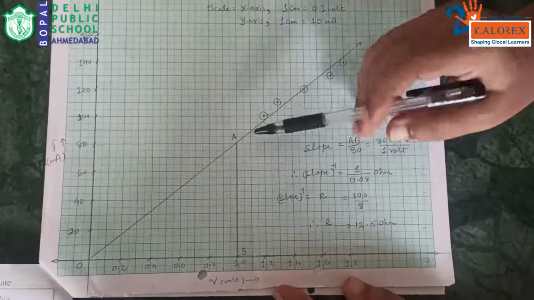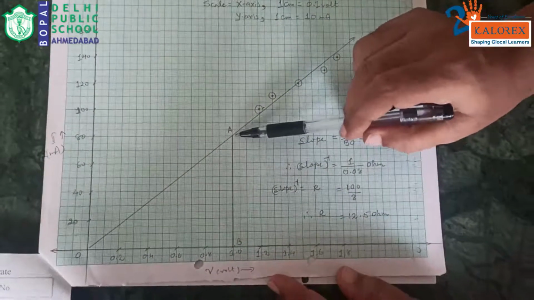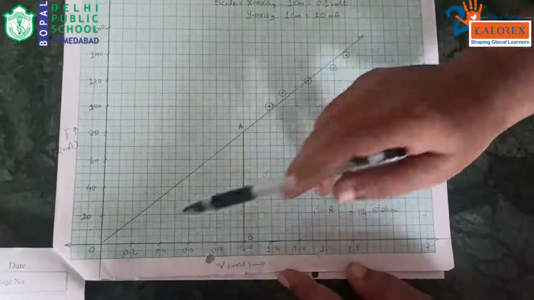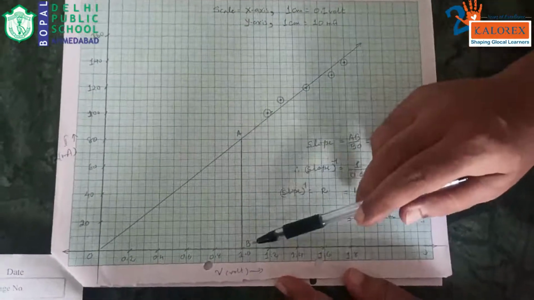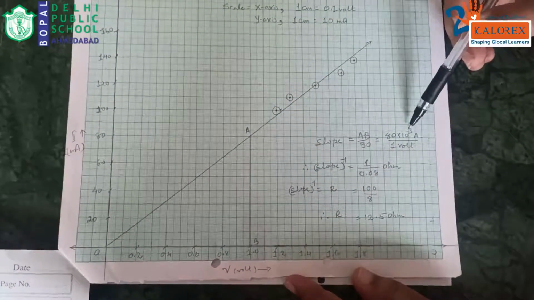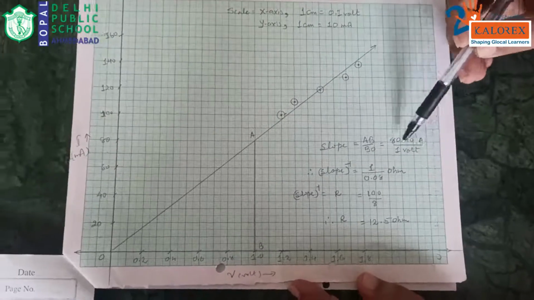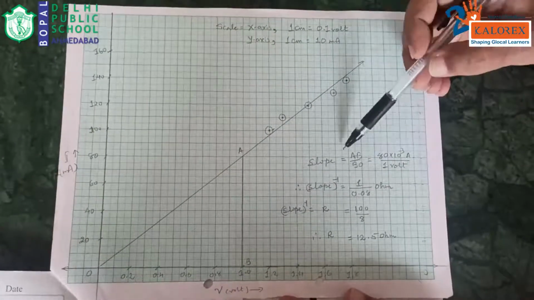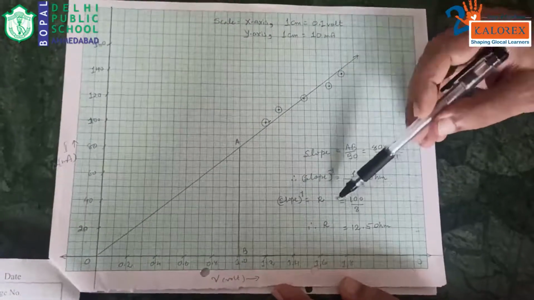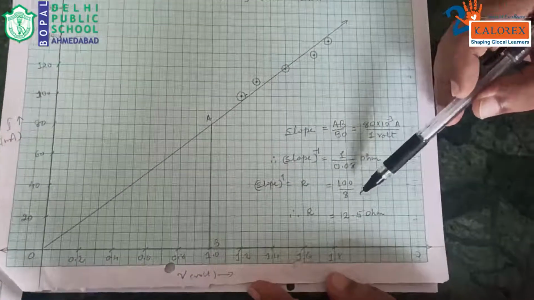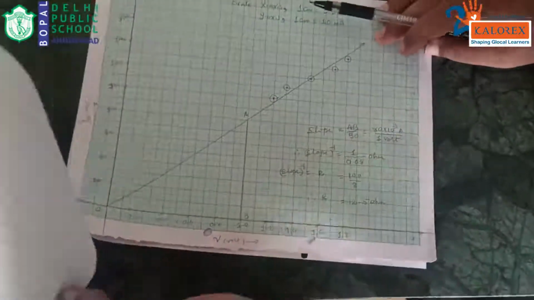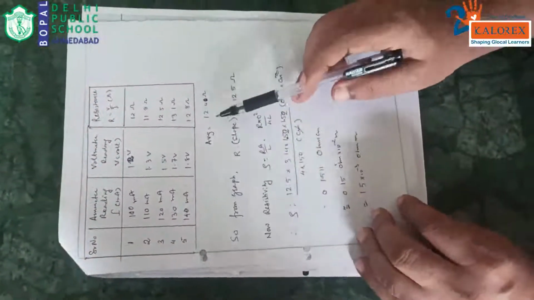Now for the slope, I have taken a normal from point A on the x-axis, that is AB, and O is already there. So we can say the slope is AB upon BO. The slope is 80 into 10 to the minus 3 ampere divided by 1 volt. And the inverse of this gives us ohms. It is nothing but resistance, that is 100 by 8, and it is around 12.5 ohms. And you see that the average is also very close to it.